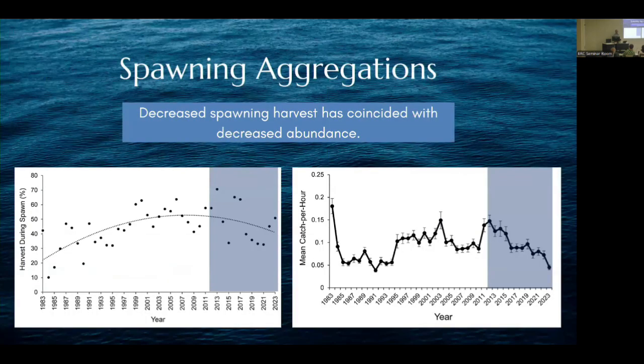One interesting trend though is again looking at our gillnet catches. Since around 2012, 2013, those catches have declined, so sheepshead abundance has declined. And that's right around the same time period that we're seeing this percent harvest during the spawn plateau and maybe dip down a little bit too. So maybe related to angler pressure or sheepshead abundance overall, but it's difficult to say.